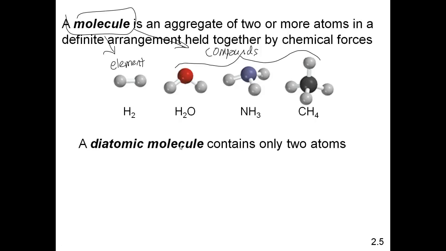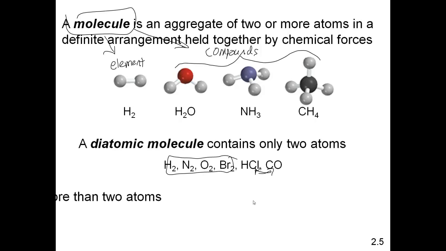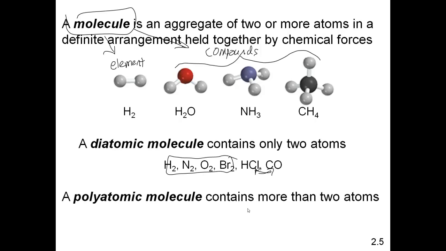Diatomic molecules contain only 2 atoms, and all 3 of these are diatomic elements, and then these are diatomic compounds. A polyatomic molecule contains more than 2 atoms. So again, several things that have more than 2. This is a polyatomic molecule that is an element still, because we just have 3 oxygens, and then we have compounds once again.